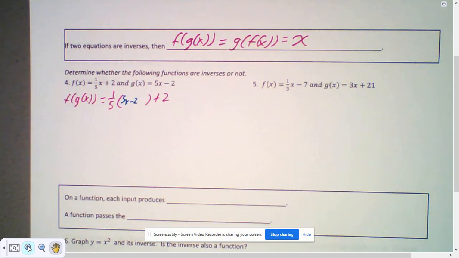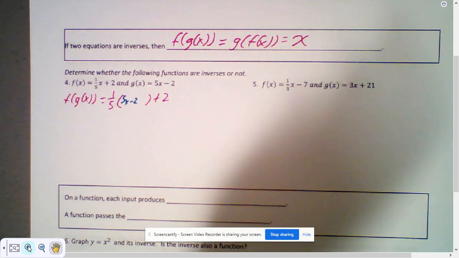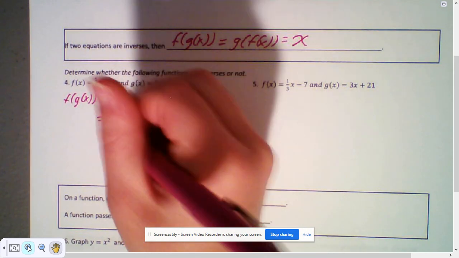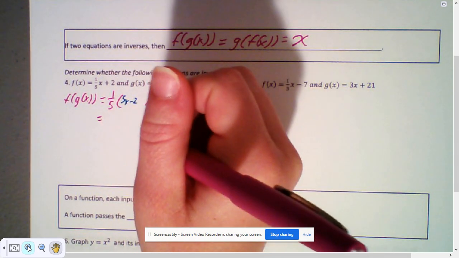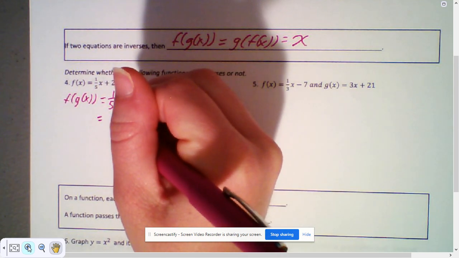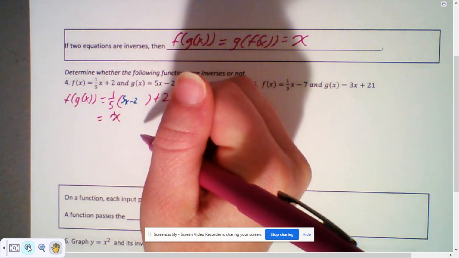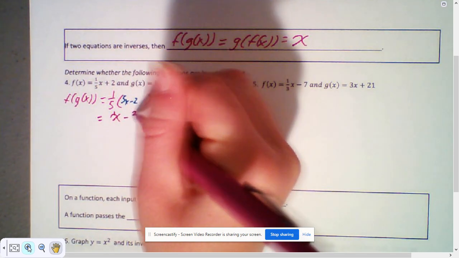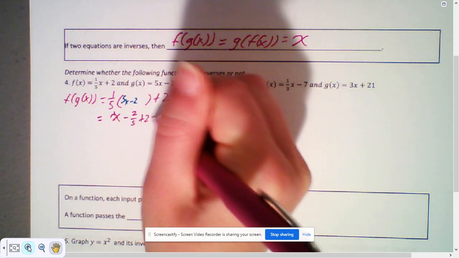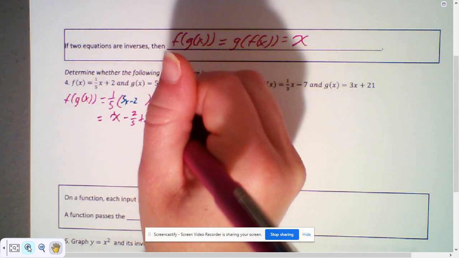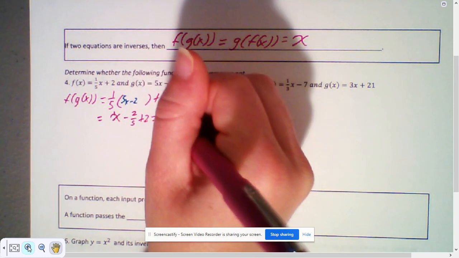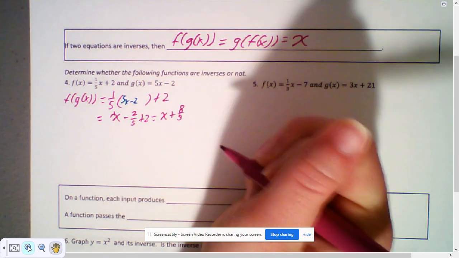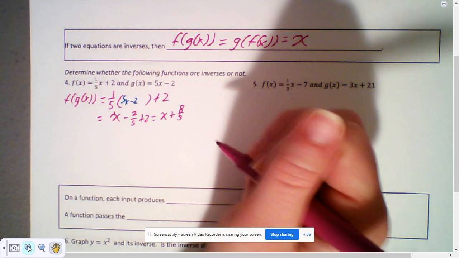And I'm going to simplify that. So that's going to give me 1x minus 2/5 plus 2, which will be x plus 8/5, which is not x. So I already know they're not going to be inverses.